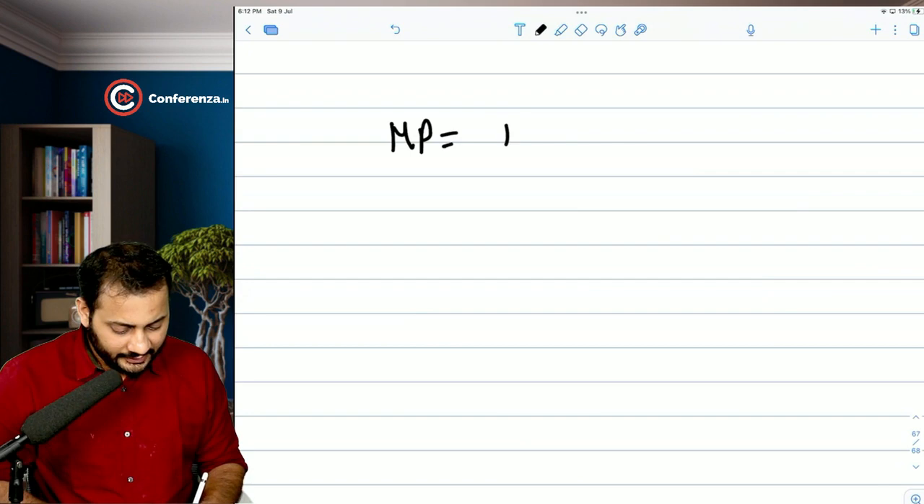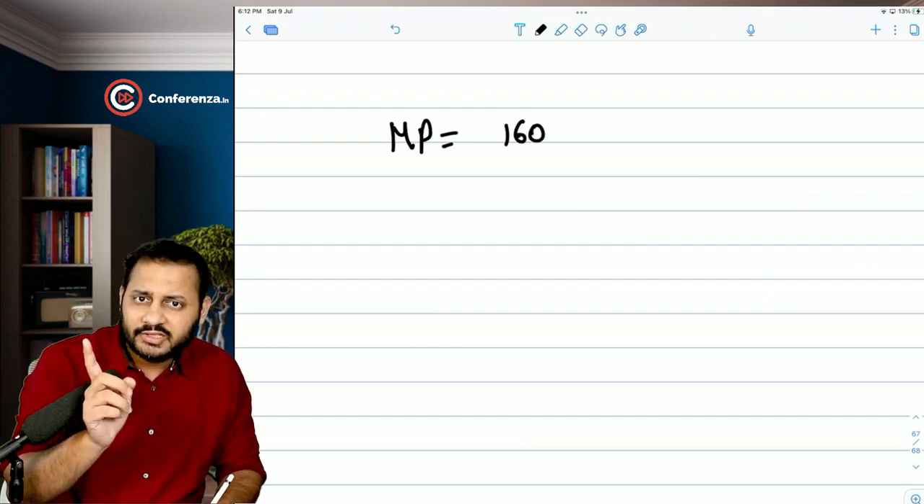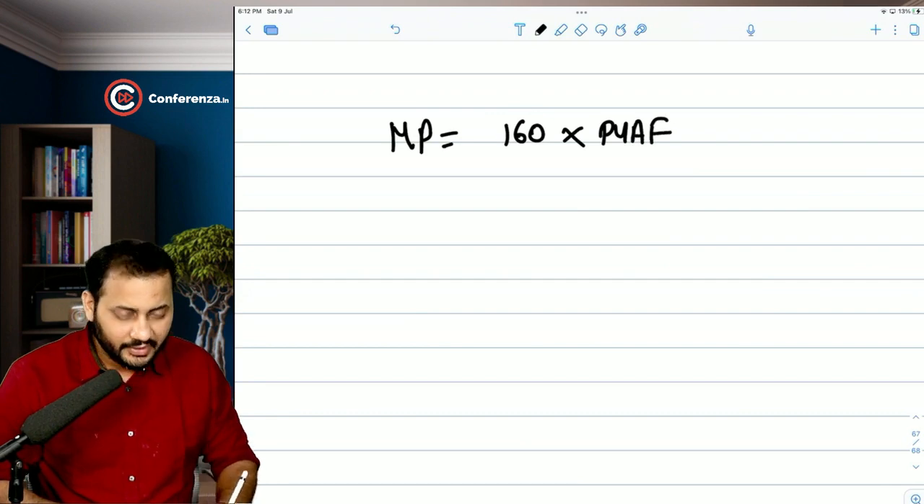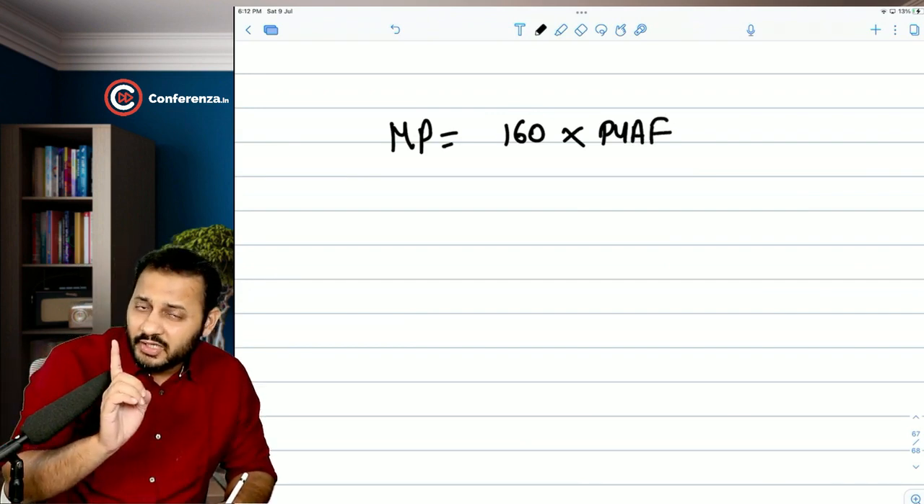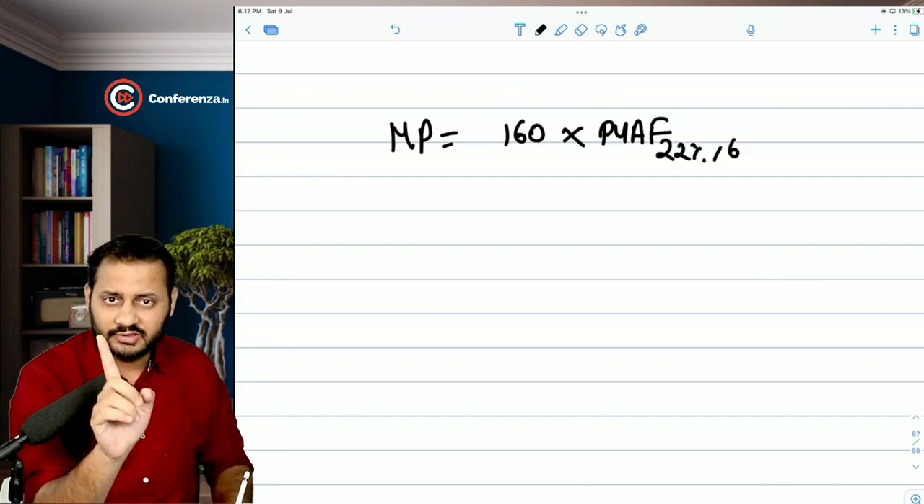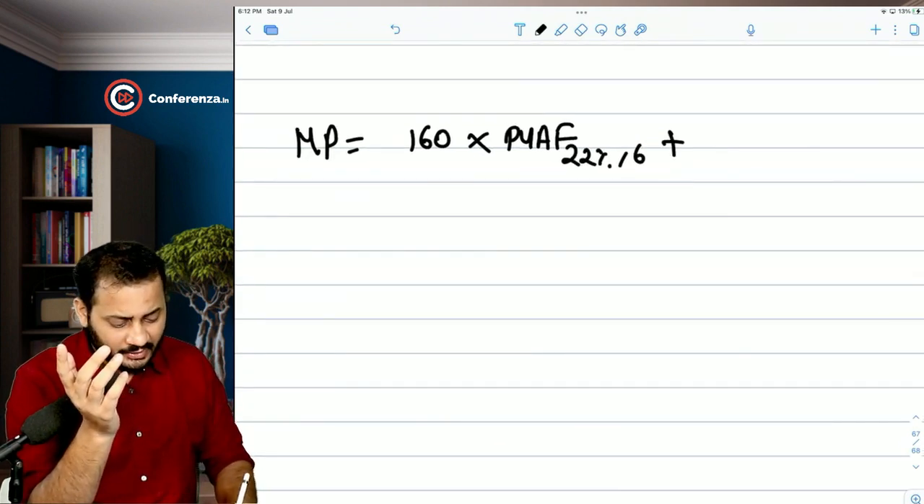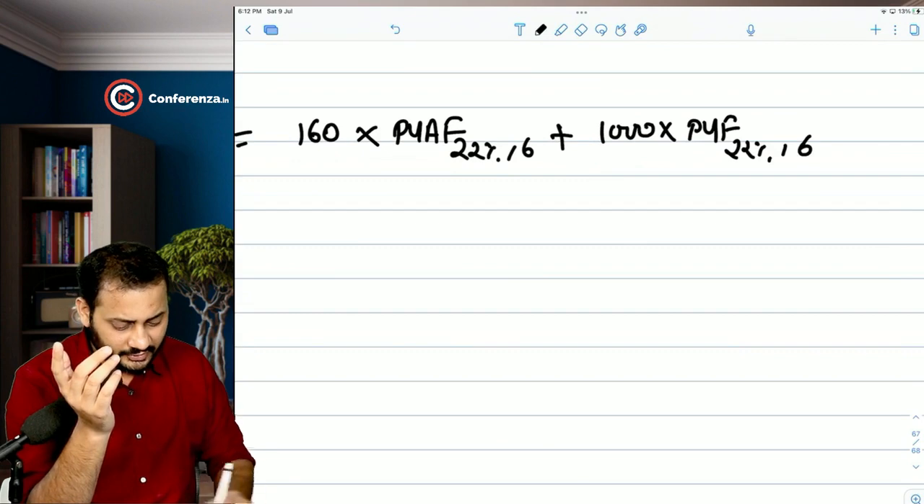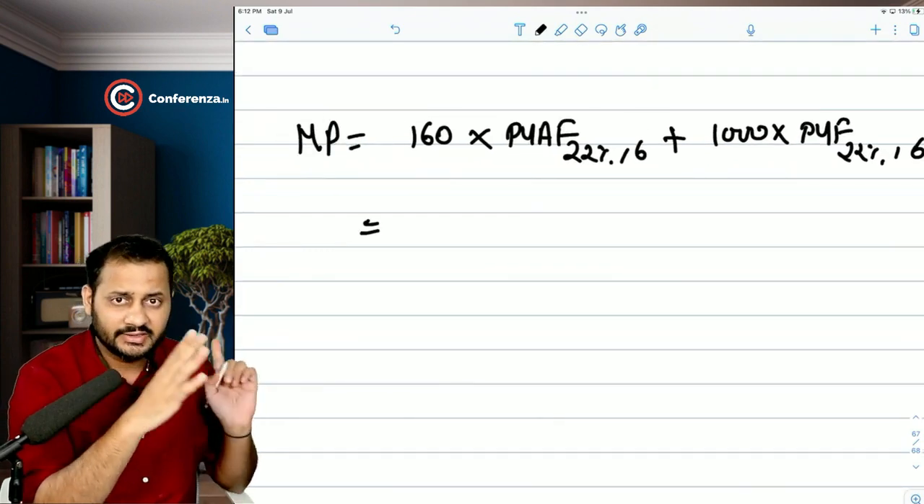I will take the interest as 160 rupees because 16% was the coupon rate, and I will calculate the present value annuity factor. 17% was the YTM at that time. 17 plus 5, 22% for 6 years, right? That was the example at that time. And then 1000 was the redemption value, present value factor, 22% for 6. This is going to give you the exact market price.